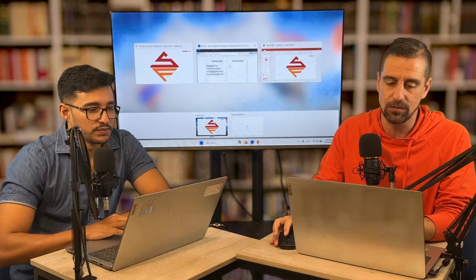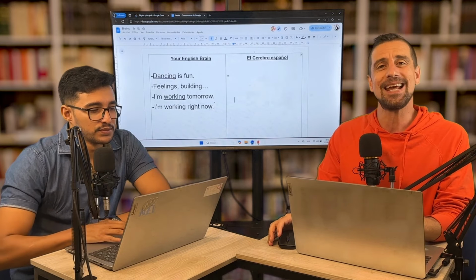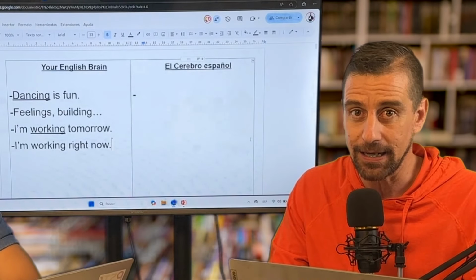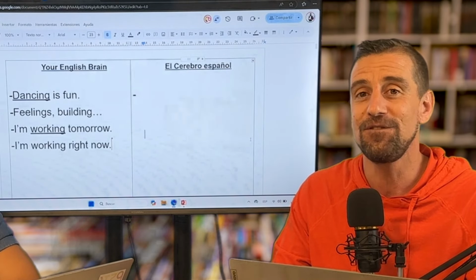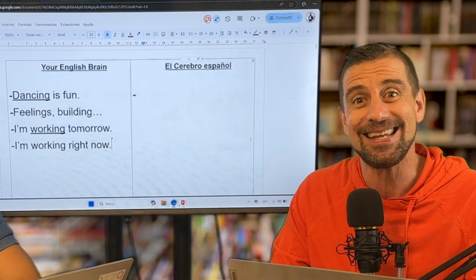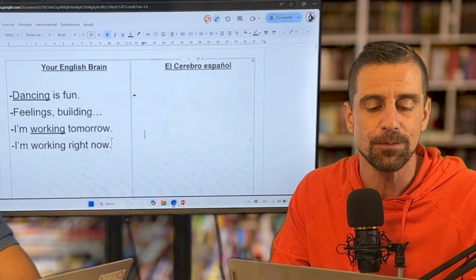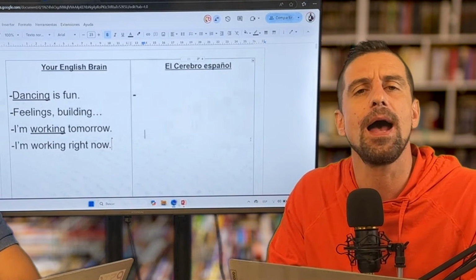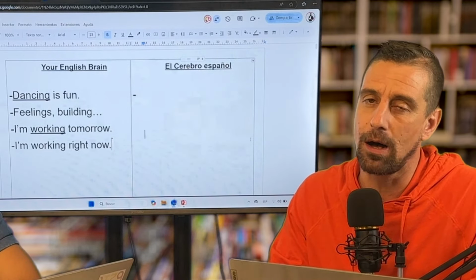Now, the gerundio is something that is a lot more common and a lot more used in your English brain. So let me show you how you use this in your English brain. In your English brain, you're going to say things like, dancing is fun. You're going to say things like feelings or buildings or other things that end in -ing that are things. They are nouns. And you're going to say things like, I'm working tomorrow, or I'm dancing with Nelfer's mom tonight.